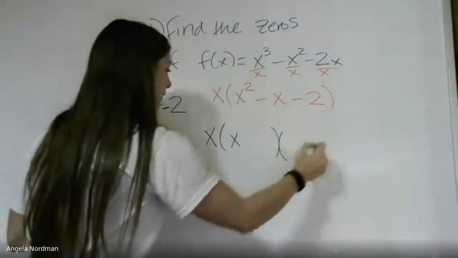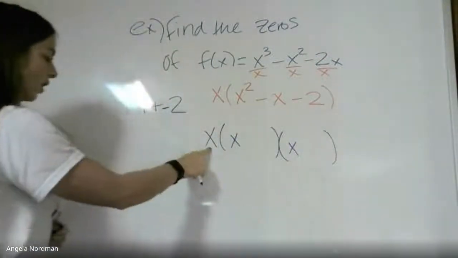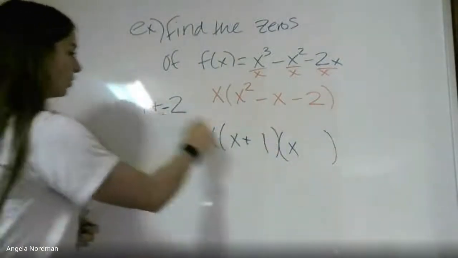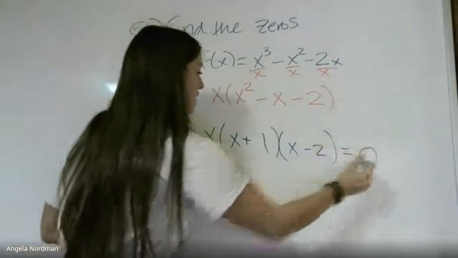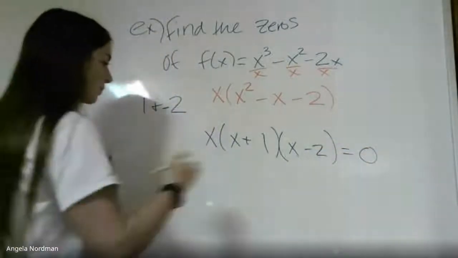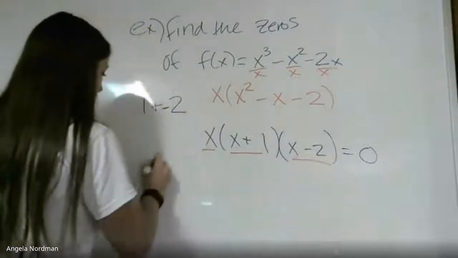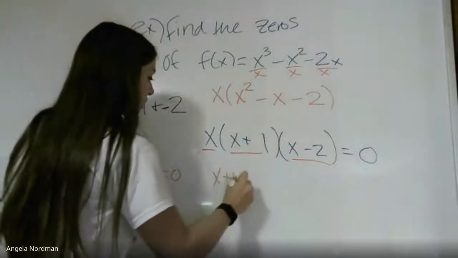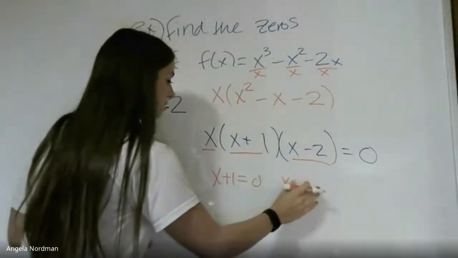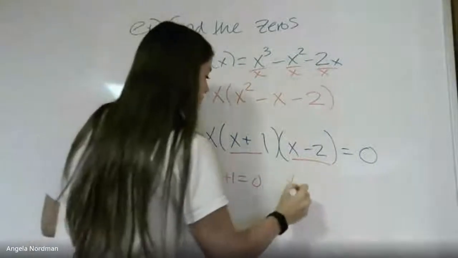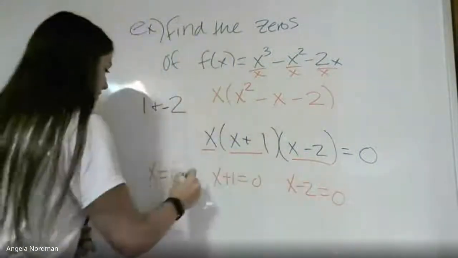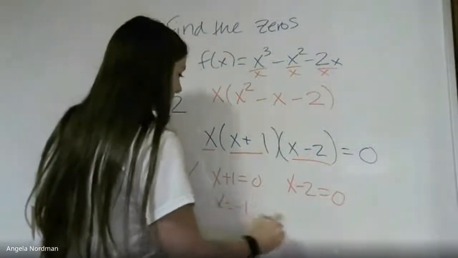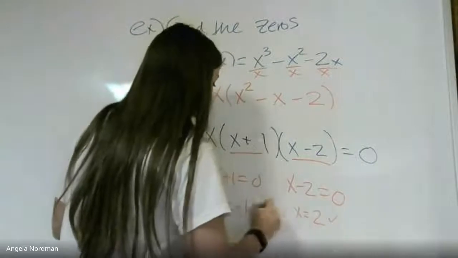So again, I set up two binomials, x is in front. I still have my x that I factored out. Positive 1 goes in one binomial, negative 2 goes in the other binomial. Set the whole thing equal to 0. Take each individual part and set those factors equal to 0, and then solve for x. Here, I already have that because I have x isolated. Here, x equals negative 1. And here, x equals positive 2.